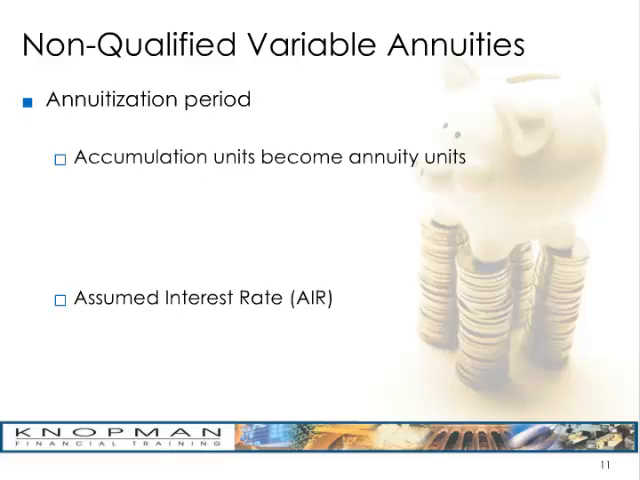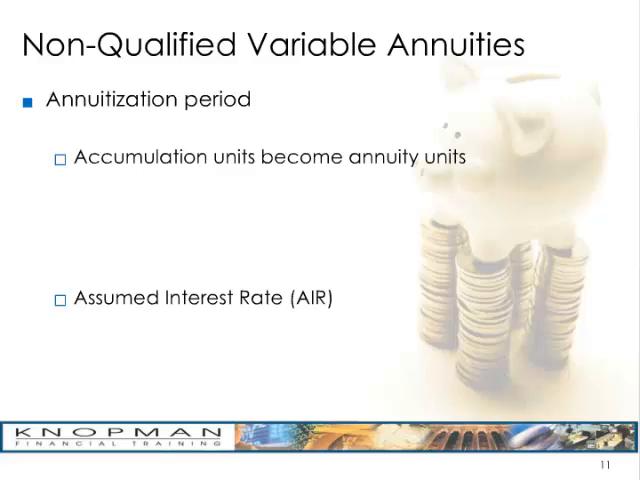What does change is the value per annuity unit. It's valued monthly. And that value per annuity unit ultimately determines the monthly distribution that will be received. So the value of each annuity unit determines the amount of the monthly distribution.